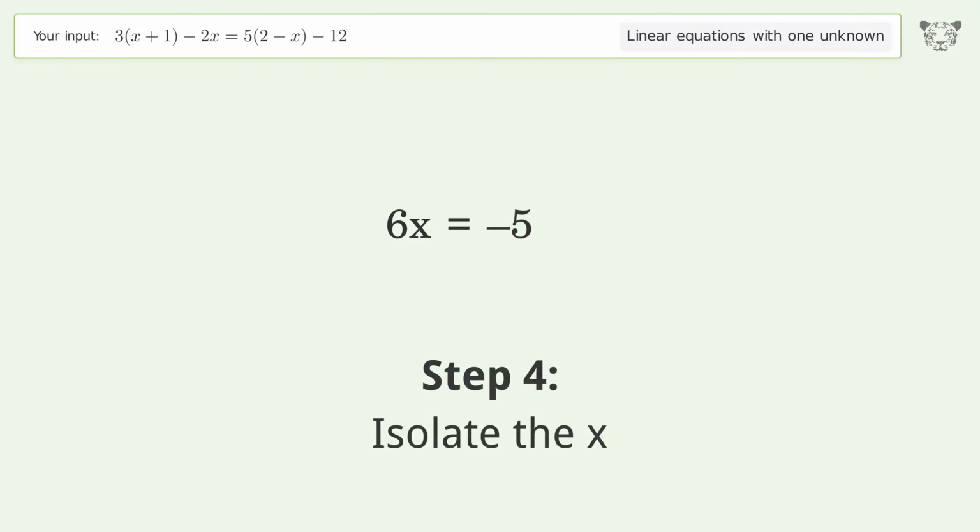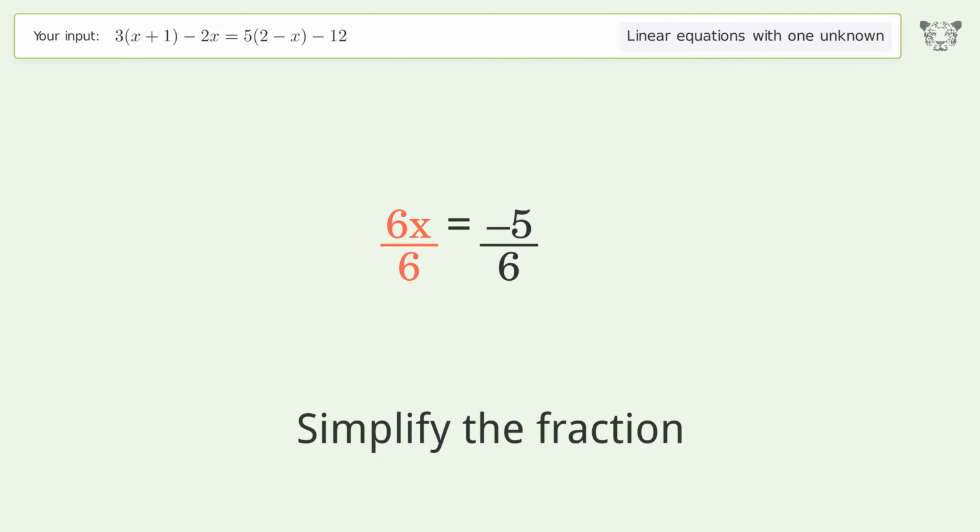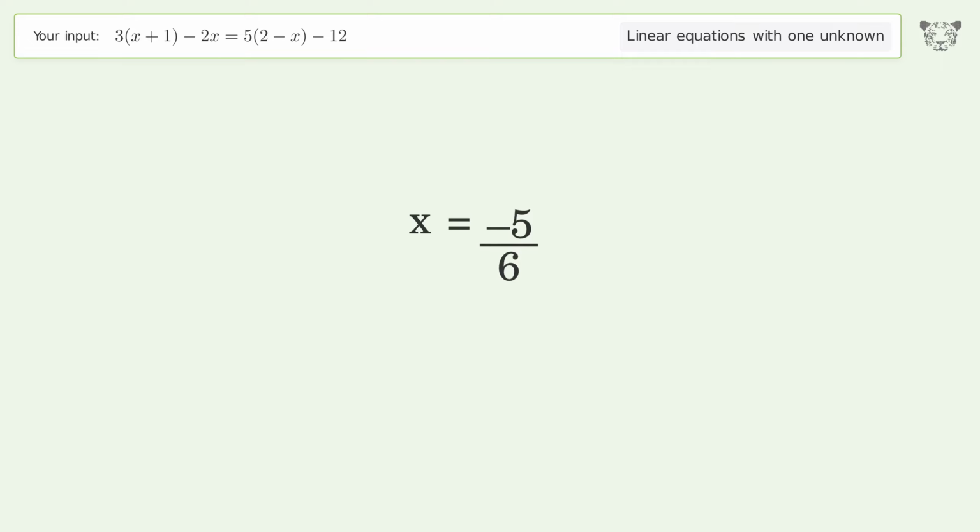Isolate the x. Divide both sides by 6. Simplify the fraction. And so the final result is x equals -5/6.